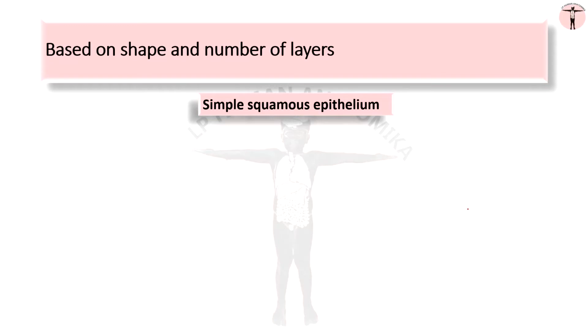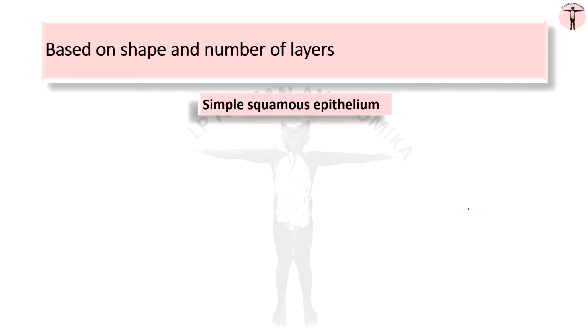So coming to the third classification, which is based on the shape and the number of layers combined together. We have seen the classification based only on the shape of the cell, and the classification based only on the layers of the cells. Now we will see the classification which is combined, that is combining the shape and the number of layers.